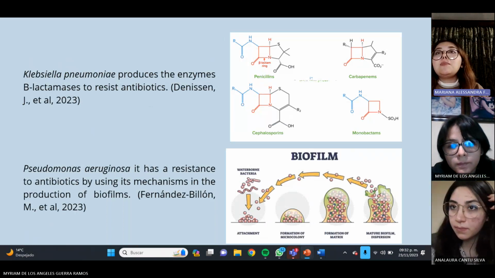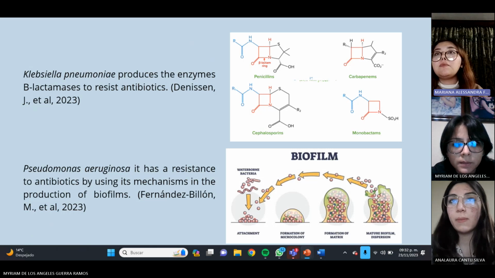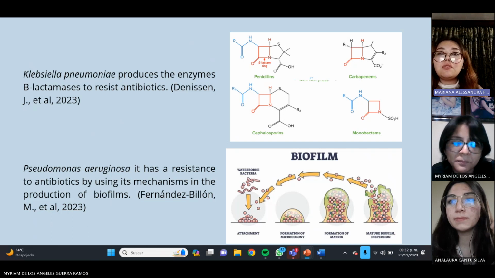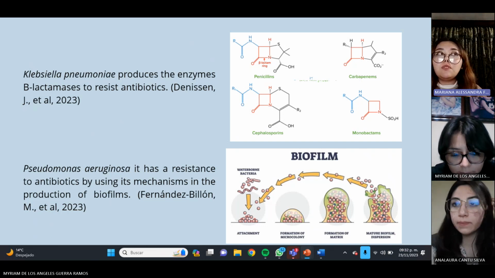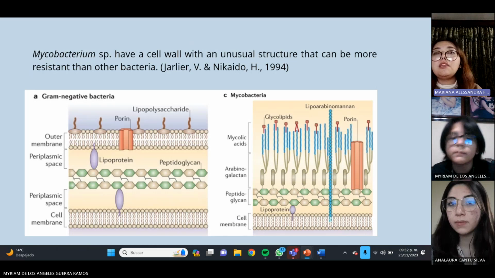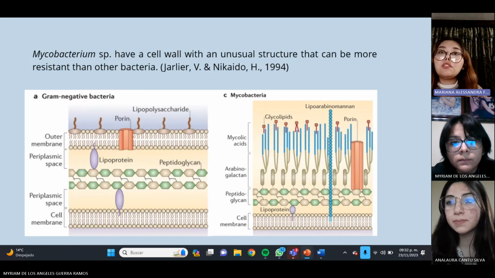One example is Klebsiella pneumoniae, which has a resistance to beta-lactam antibiotics, and these microorganisms produce enzymes, beta-lactamases, like Pseudomonas aeruginosa, that hydrolyze the beta-lactam ring in the antibiotic. Pseudomonas aeruginosa has a resistance to antibiotics by using mechanisms such as the production of biofilms. Another example is Mycobacterium sp., which has a cell wall with an unusual structure that can be more resistant than other bacteria.